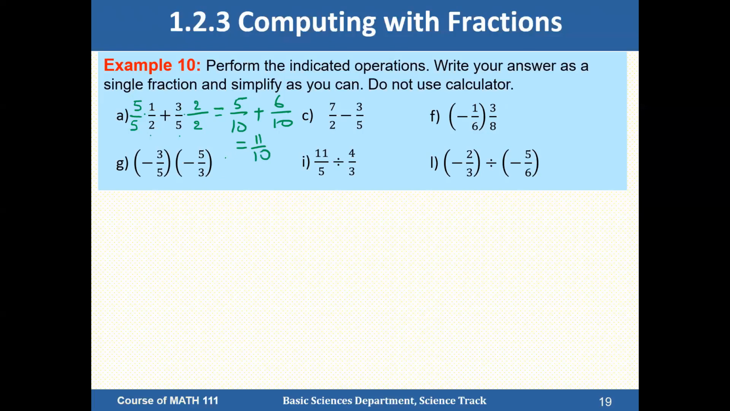Same thing here, we have subtraction, different denominators, so we reduce to the same denominator. Multiply by 5 here, by 2, up and down, up and down. 5 times 7, 35 over 10, minus 3 times 2, 6 over 10. Denominator common 10, 35 minus 6, 29.